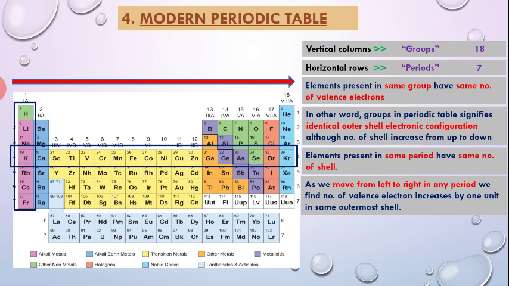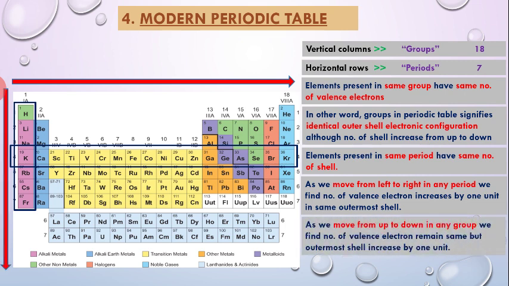We have also understood in the previous classes what the outermost shell is and what a shell is. The shell is the orbit around which electrons revolve around the nucleus. As we move from up to down in any group, we find that the valence electrons remain the same, but the outermost shell increases by 1 unit. This is some of the information which is provided by the modern periodic table about the elements.